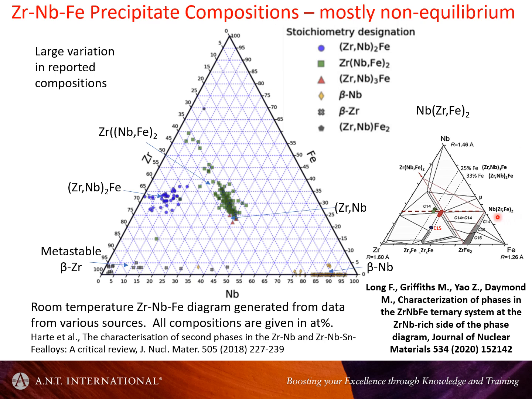So here we have also the ZrNb2Fe phase down here, but a better designation for the other phase, which is hexagonal, is NbZrFe2.